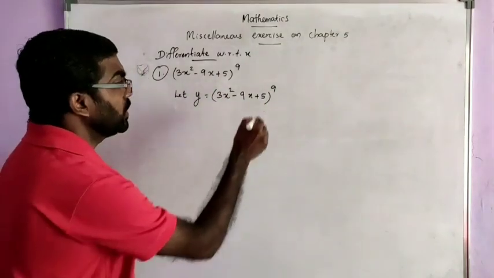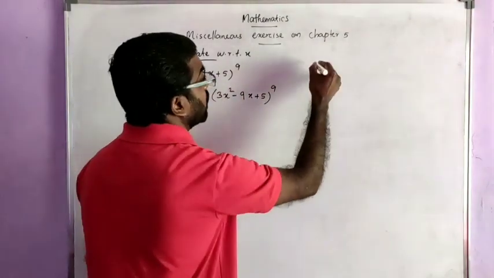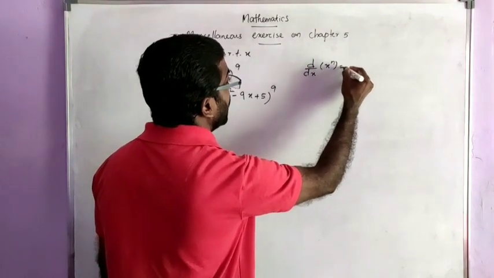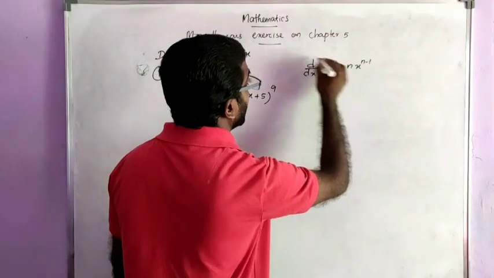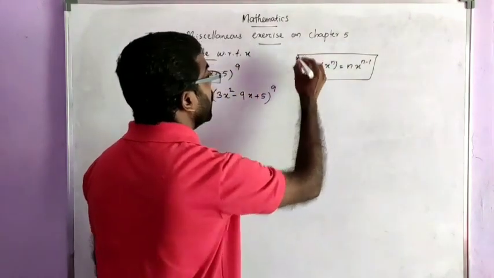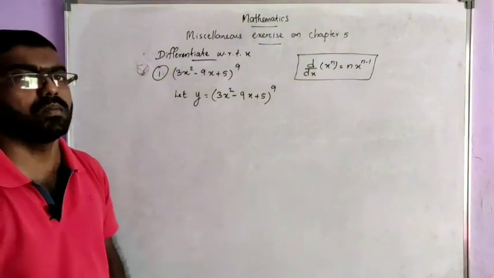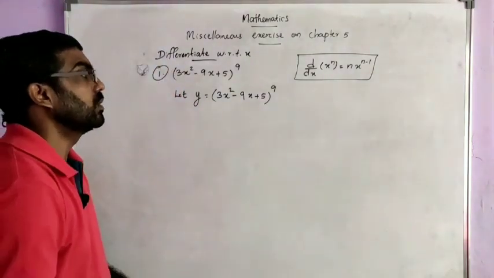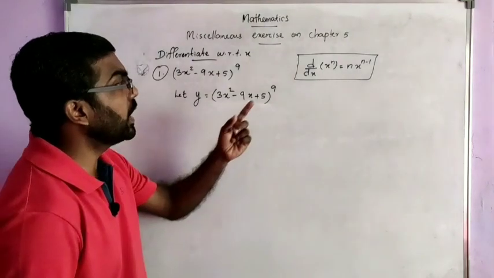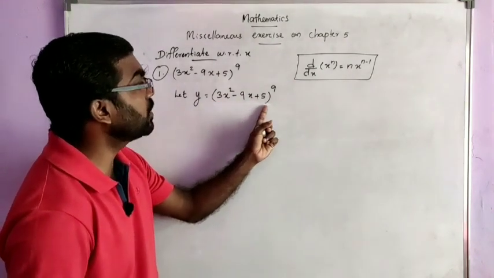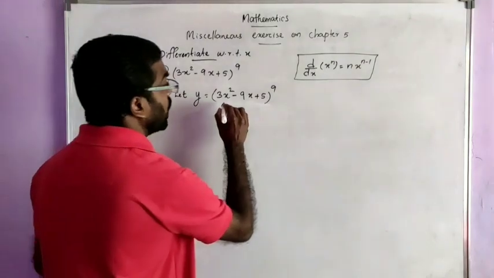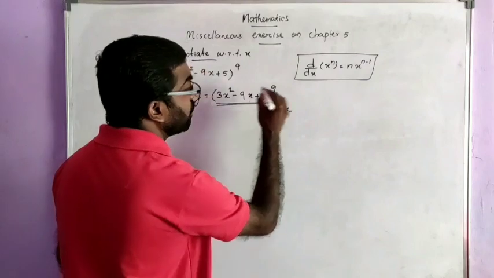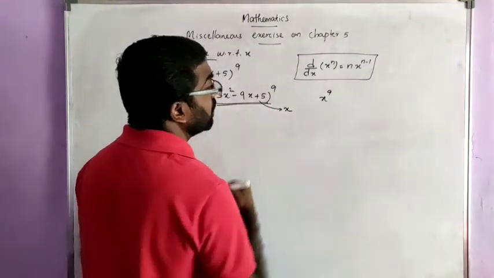Clear? Now it is in the form xⁿ. And we know the derivative of xⁿ is n xⁿ⁻¹. You have already learned the formula. Derivative of xⁿ is what? n xⁿ⁻¹. But in this question, instead of x, the term is 3x² − 9x + 5. Okay, so this can be treated as x. Now it is in the form x⁹.